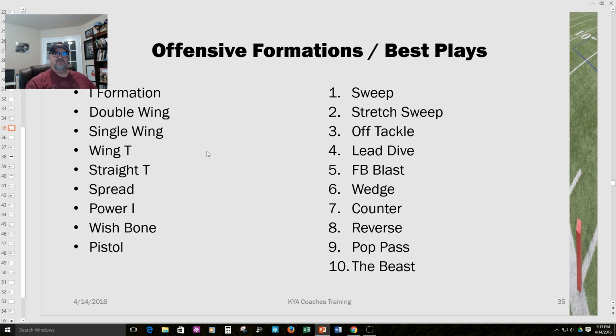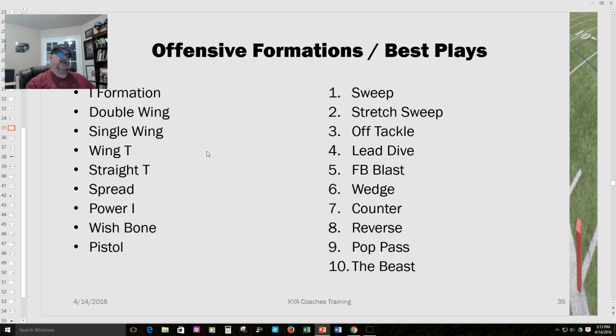Have run some wishbone before. That hasn't really worked out as well for me, but I know other teams run the wishbone really well. And then the pistol. The pistol seems to be getting a lot of traction because there are a lot of run plays out of the pistol. It's kind of like a diamond formation out of the gun, and then you can pass. I do like that and have got some plays that I'm starting to bring into my offense out of the pistol.